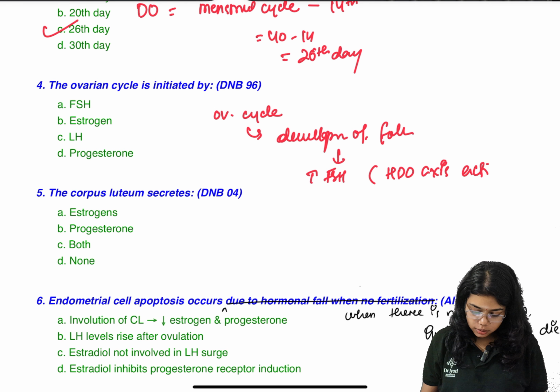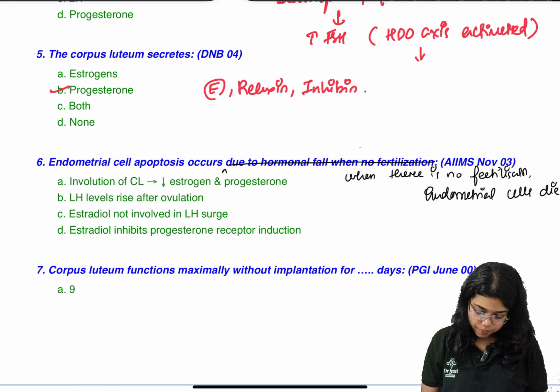The corpus luteum secretes progesterone, and it also secretes estrogen, relaxin and inhibin. So the answer will be both estrogen and progesterone.